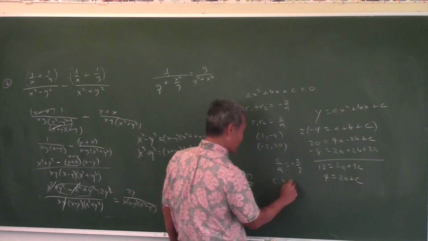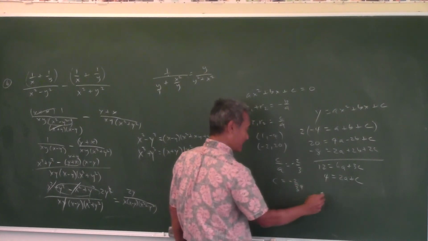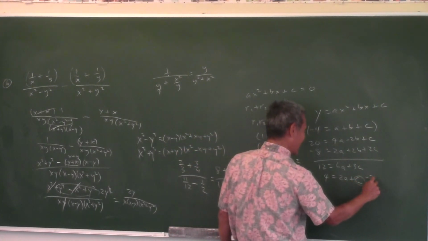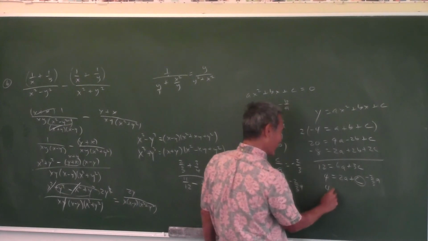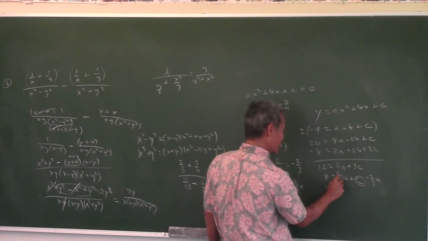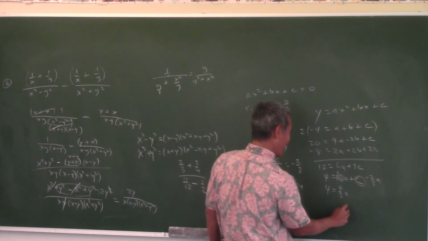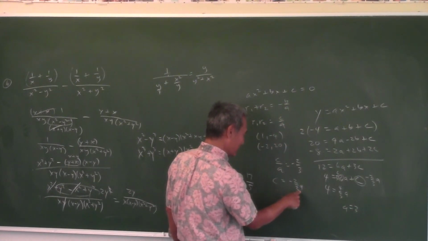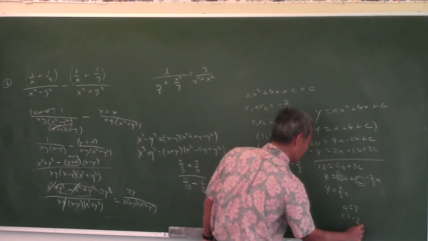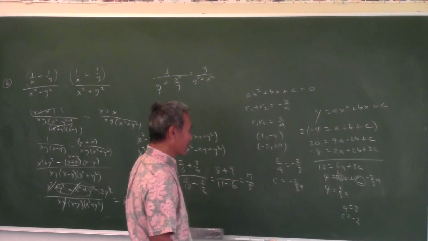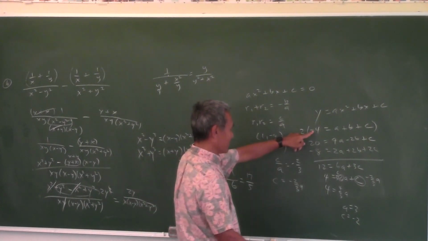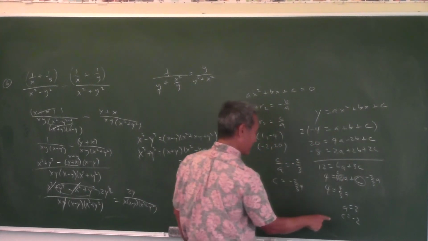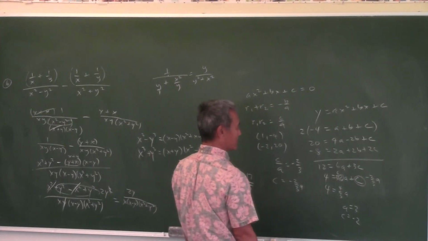So c equals -2/3 a. Take that and plug it in there. -2/3 a. So 4 equal 2 is 6/3, so 4/3 a. A equal 3. Plug it back into here, c equal -2. And then how can I find b? Go back to this equation here. A plus b plus c gotta equal -4. So -5.